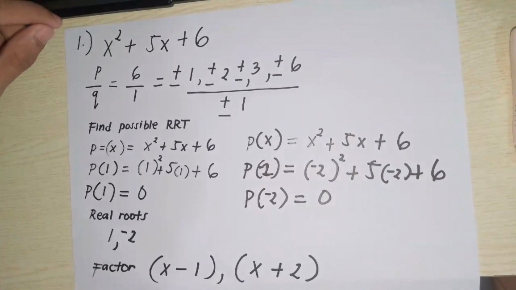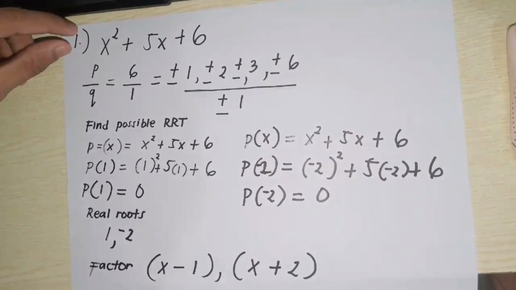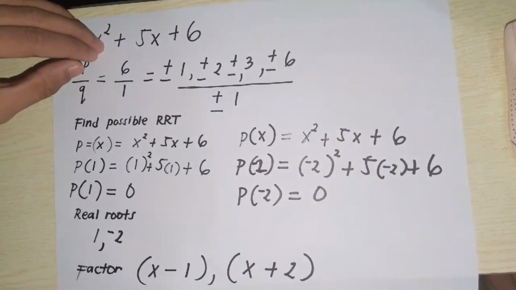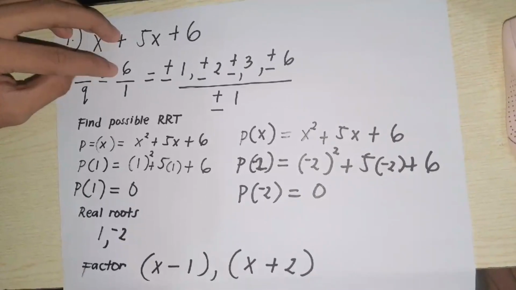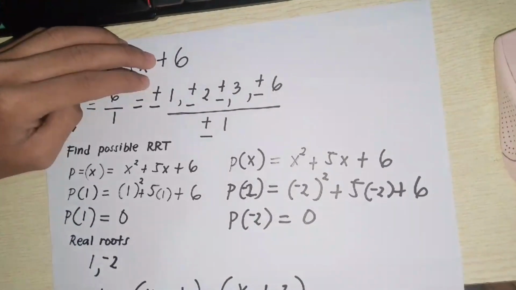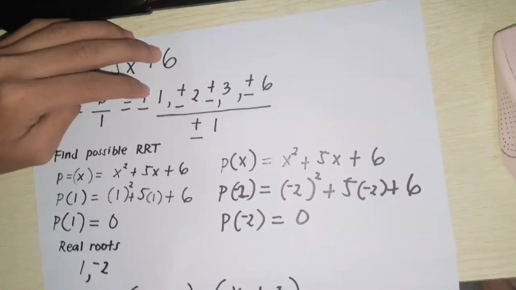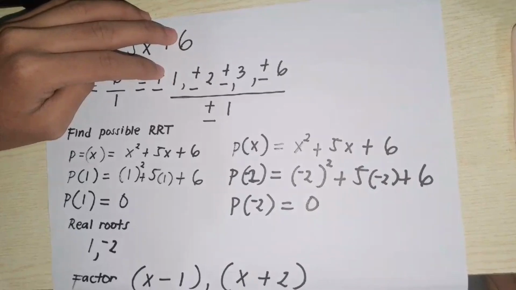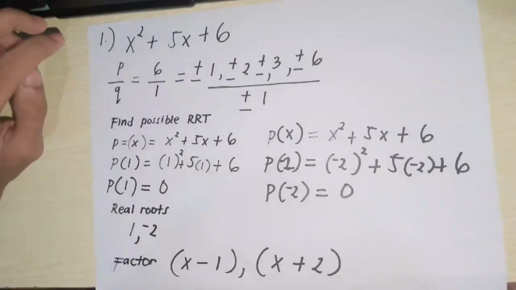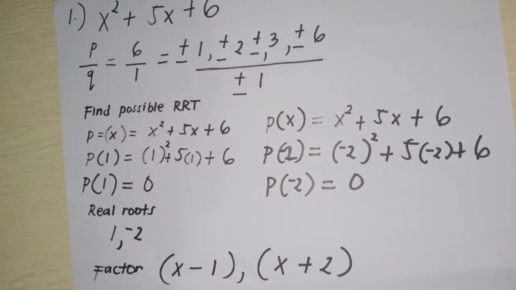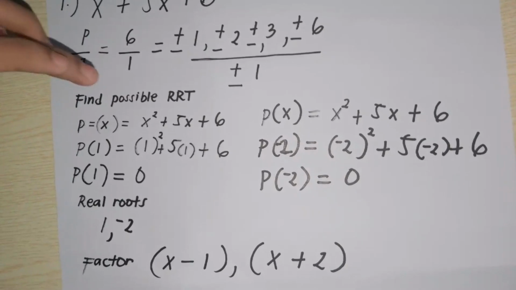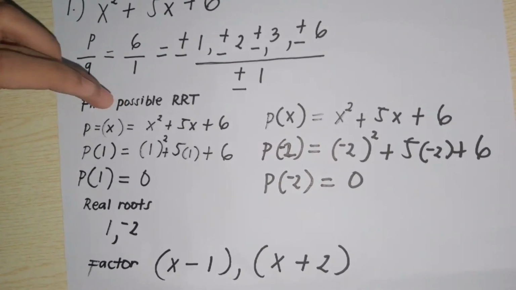For our third problem, x squared plus 5x plus 6, let's first identify the leading coefficient and constant term and find their possible real roots. For the possible real roots of 6, we have plus or minus 1, plus or minus 2, plus or minus 3, and plus or minus 6. Let's try the possible real roots of 6. Here, we change the variable x of the given question into 1, and the answer must be 0.